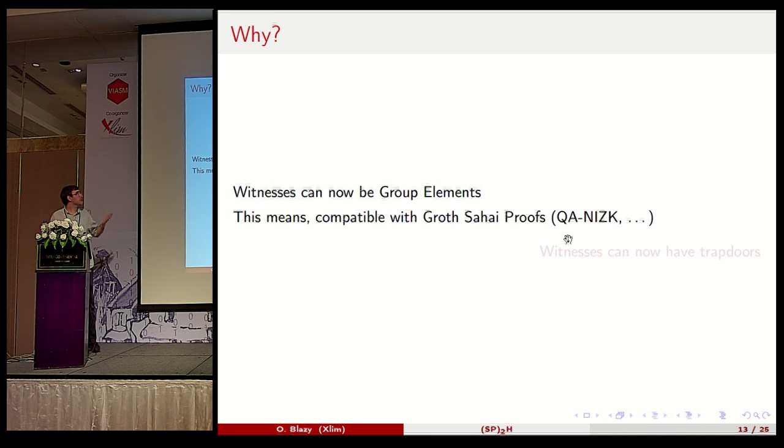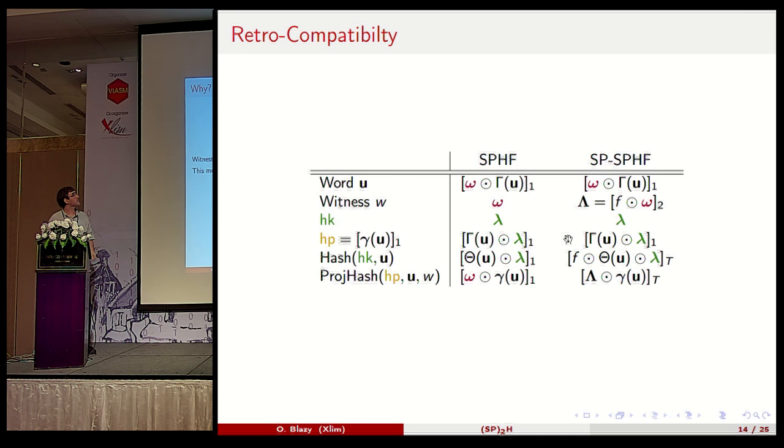So why do we want to do that? Really, we want witnesses to be group elements. This gives us so much freedom that it will be much easier to do simulation later on. The important part is that if we have group elements, then we can use Groth-Sahai proofs. So we can use witnesses that are zero knowledge. So we can simulate witnesses to answer our problem. And this also means that we are compatible with quasi-adaptive NIZK and many new features around that. So what you have to remember from this talk is that now witnesses can have trapdoors.